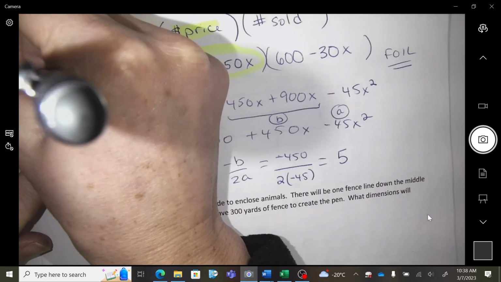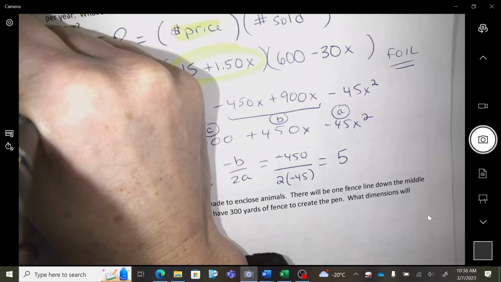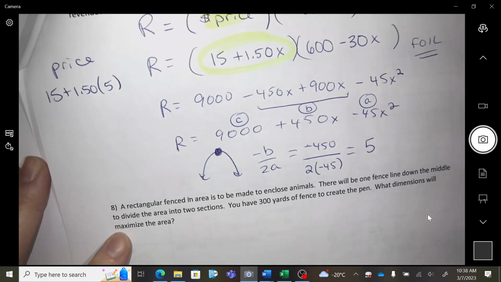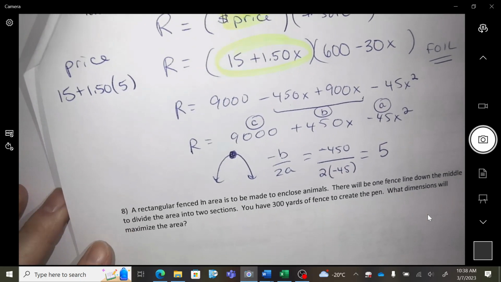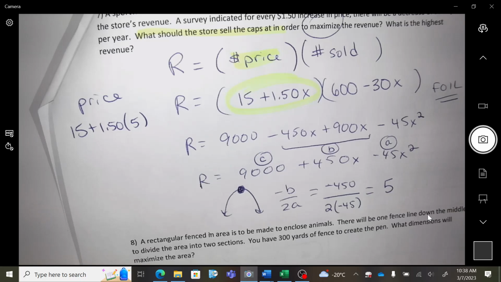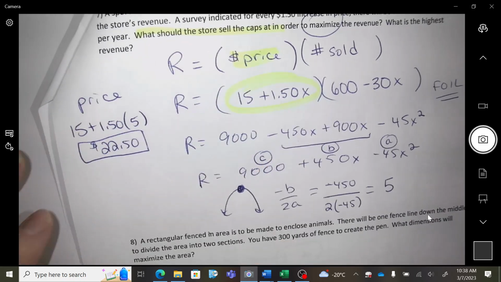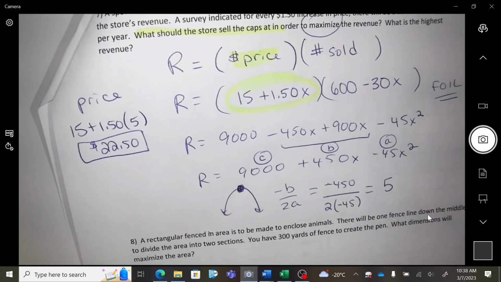So the price would equal 15 plus $1.50 times 5. So just that little part is where I'm plugging it into. So if I do 5 increases, my price will get up to $22.50 for a hat. Okay, so knowing where to plug it in.